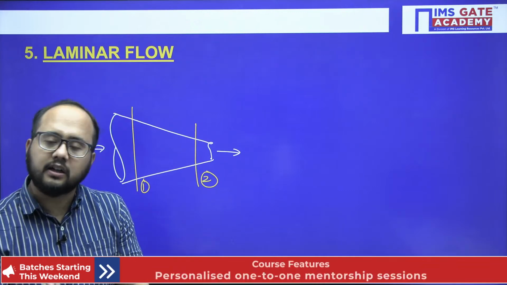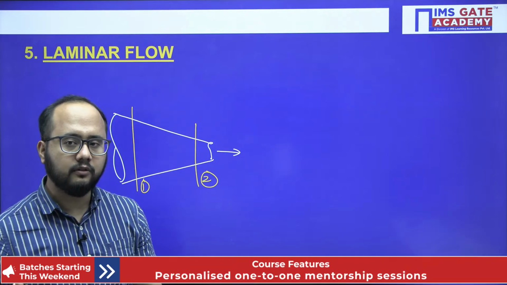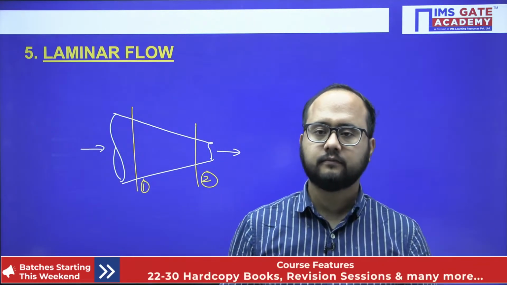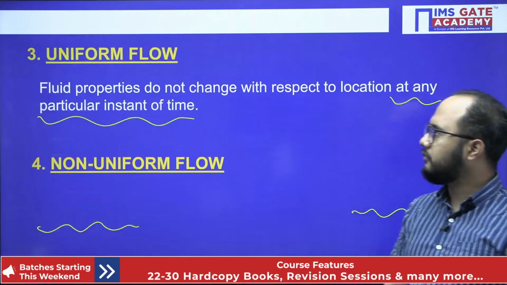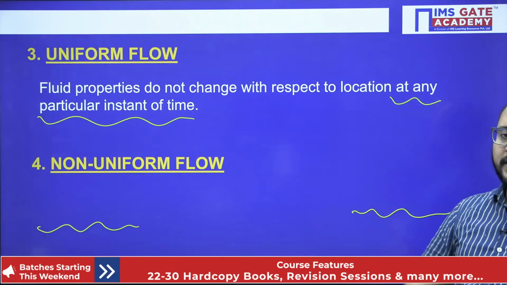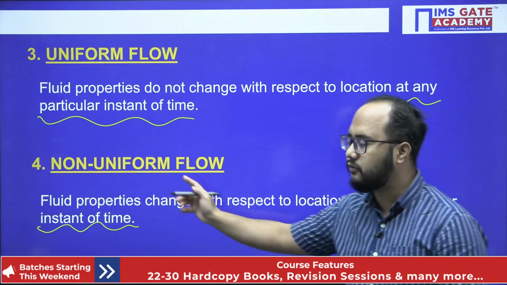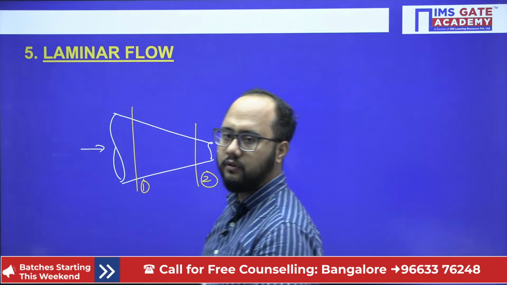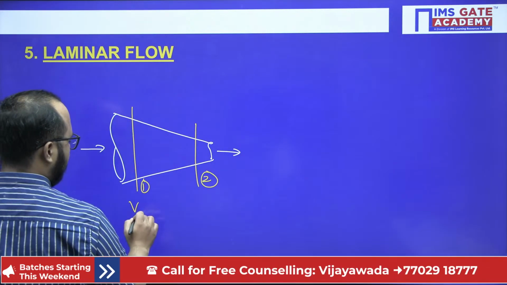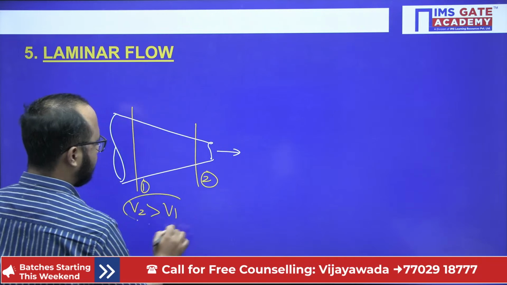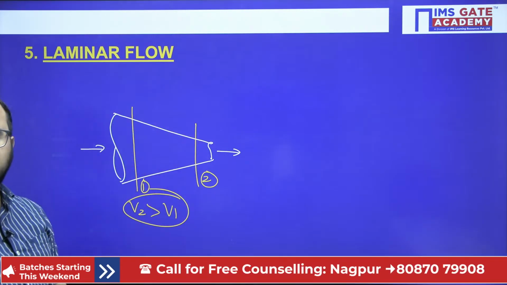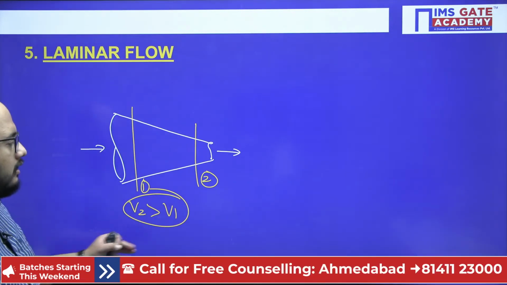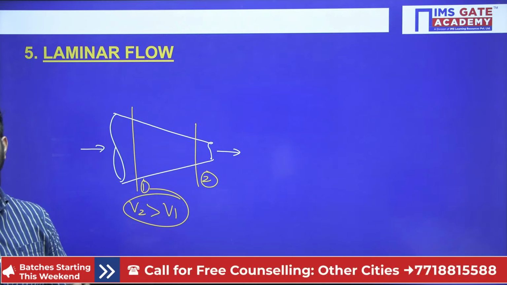If it is changing, then is it a uniform flow or a non-uniform flow? Just now we discussed that in uniform flow, fluid properties do not change with respect to location, but in non-uniform flow, fluid properties change with respect to location. So obviously it is a non-uniform flow, right? As V2 will be greater than V1 in this case, the velocity along the flow is increasing. The velocity value changes along the flow, so it is an example of non-uniform flow.